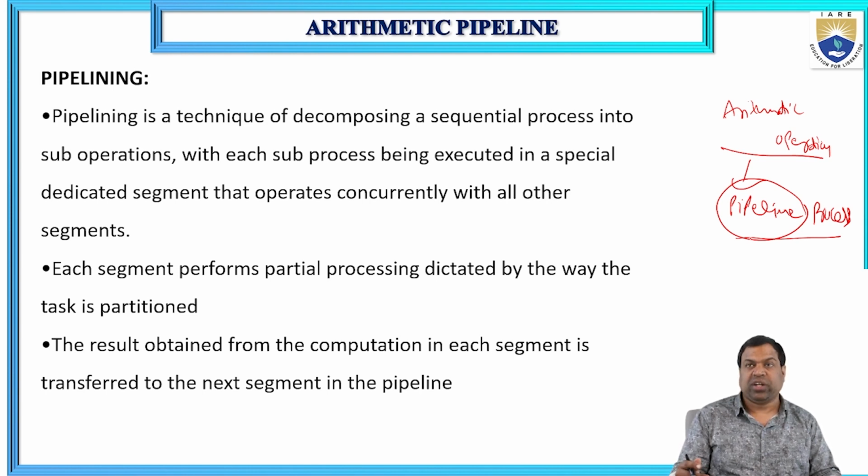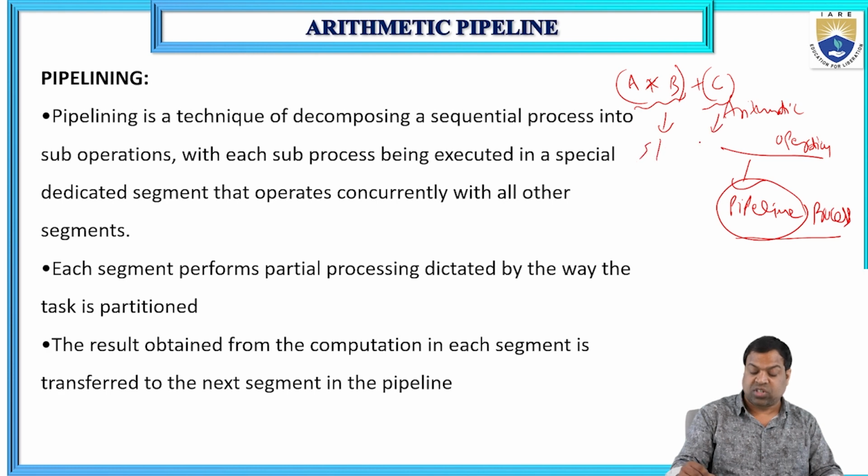So, pipeline is nothing but a process, a technique to process the arithmetic operations. Suppose we have to perform A into B plus C. First we have to go for A into B, after that perform C. First A into B is segment 1, C is segment 2. How many segments do we need? A into B is one segment and we take C as another segment, and the addition of segment 1 and segment 2 is another segment.